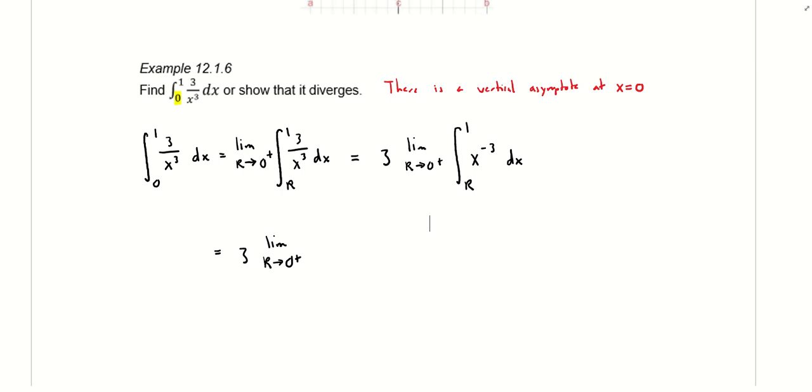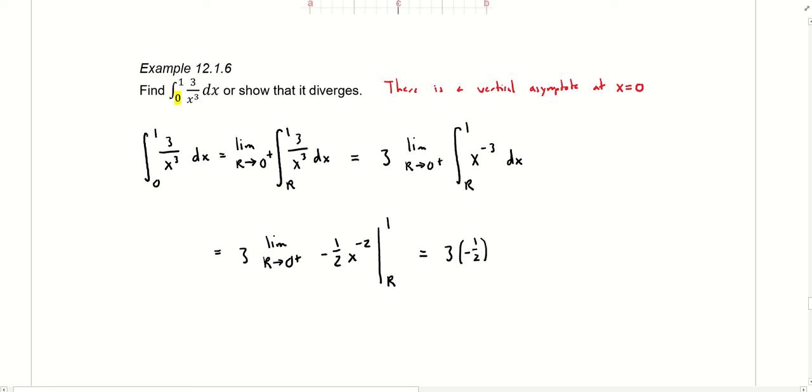Okay, so I'm just going to write down what this is. The function that gives me x to the negative 3 as a derivative is negative 1/2 x to the negative 2. And we're evaluating this from r to 1. Now, negative 1/2 is also just a constant, so I'm going to take that out as well. So I'm going to have 3 times negative 1/2 out in the front. Then I'm taking the limit as r goes to 0 from the right.